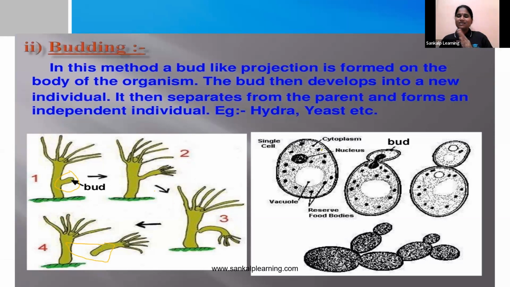The next example is yeast. The important thing is that yeast is the only unicellular fungus.